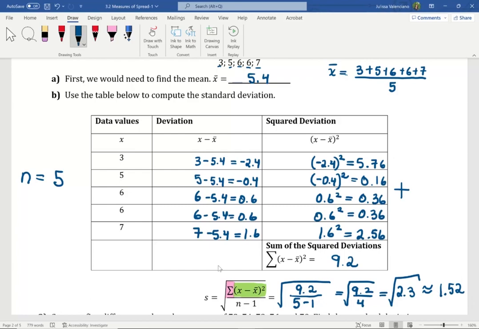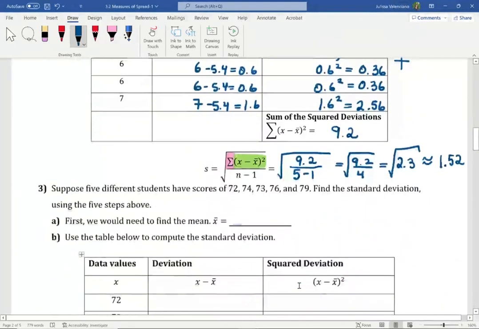For this problem, we approximate the standard deviation of the sample to be 1.52. If we wanted the exact answer, we can write the square root of 2.3. Okay, that would be the exact answer. Once you round, you have an approximation.